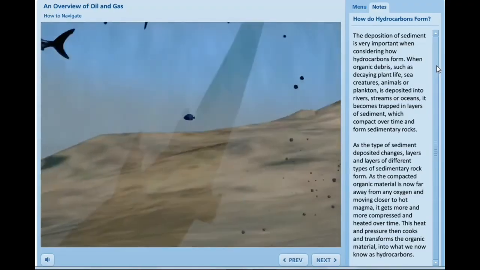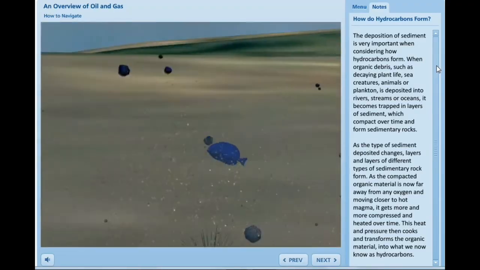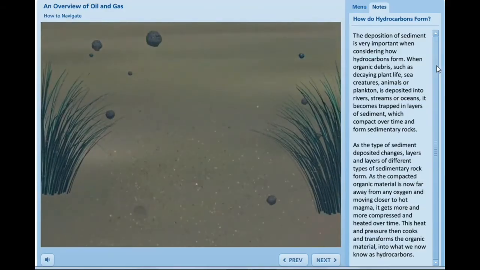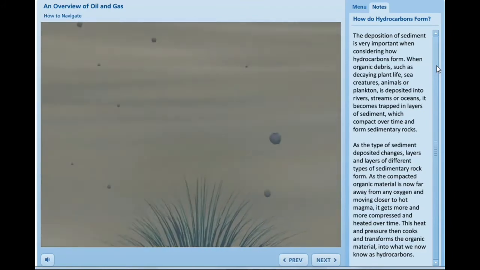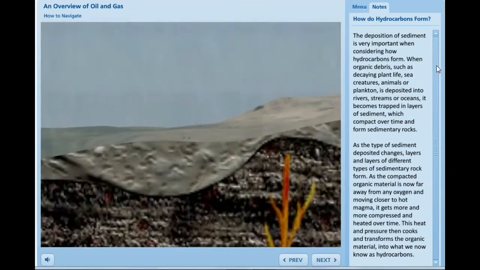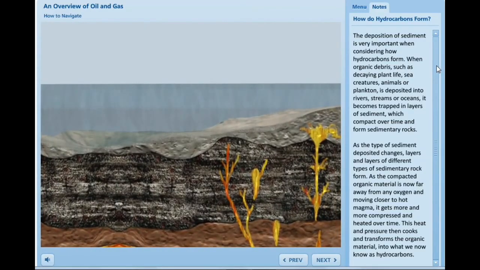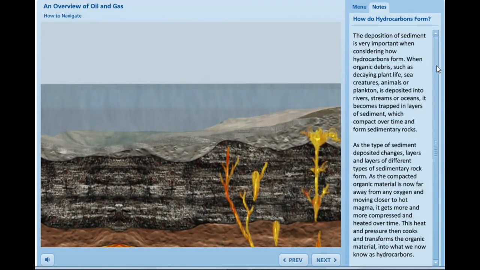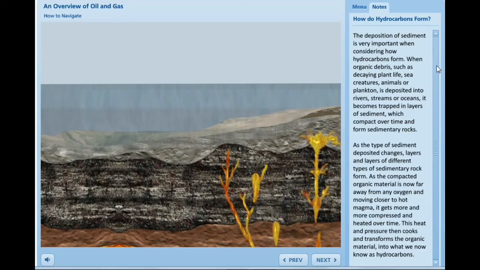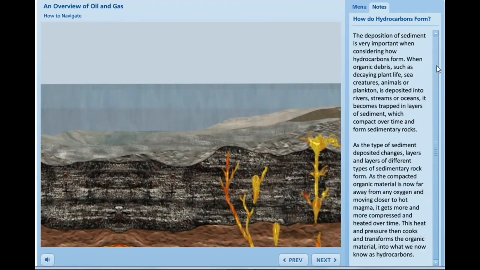When organic debris, such as decaying plant life, sea creatures, animals, or plankton, is deposited into rivers, streams, or oceans, it becomes trapped in layers of sediment, which compact over time and form sedimentary rocks. As the type of sediment deposited changes, layers and layers of different types of sedimentary rock form.